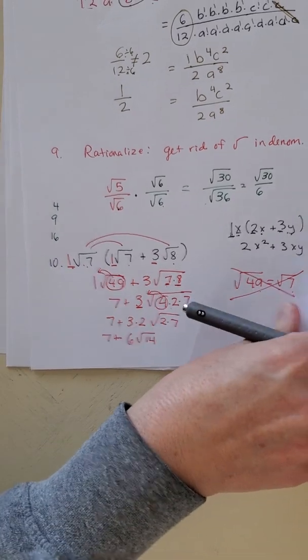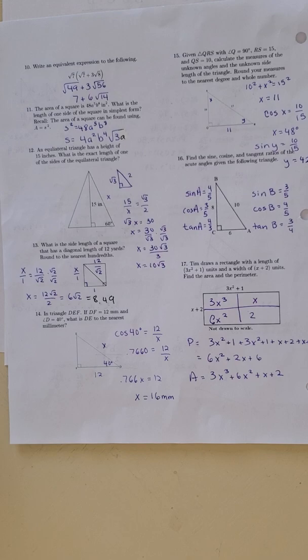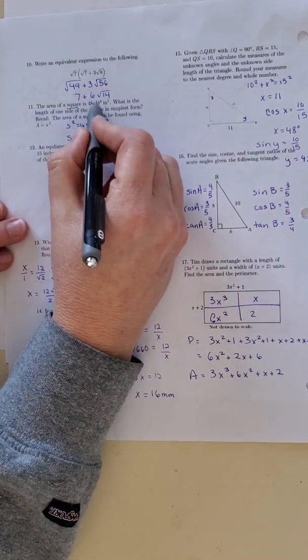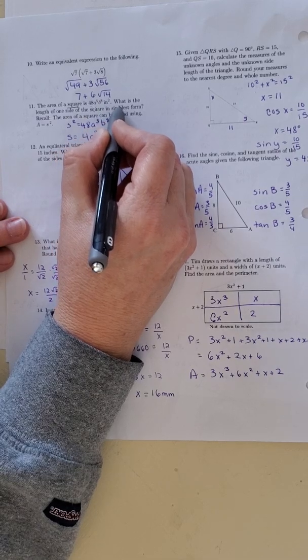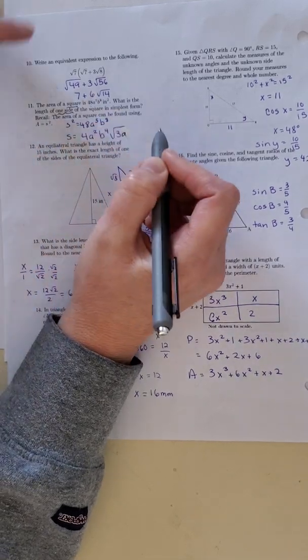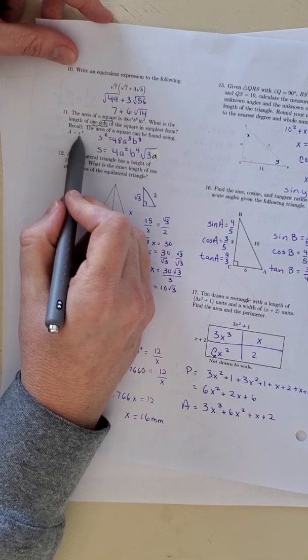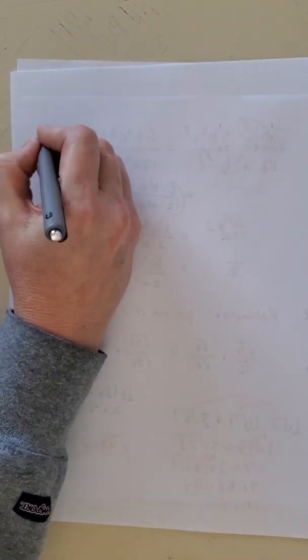All right. Let's go ahead and flip over. We're on number 11. It says the area of a square is 48 a to the 5th b to the 8th inches squared. What is the length of one side of the square in simplest form? Okay, and it says recall the area of a square can be found using area equals side squared. They're giving you that for a reason.